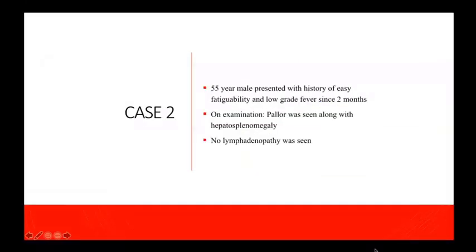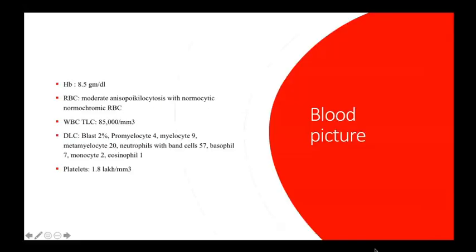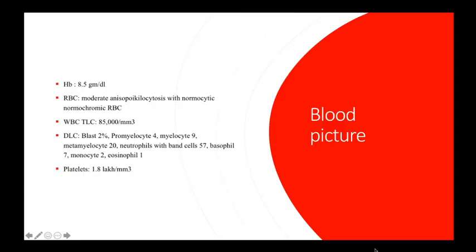And now coming to case 2. A 55-year-old male presented with a history of easy fatigability and low-grade fever since 2 months. On examination, pallor was seen along with hepatosplenomegaly, and there was no lymphadenopathy. On blood picture, hemoglobin was 8.5 gram per deciliter. RBC were normocytic normochromic with again increase in TLC, that is 85,000.